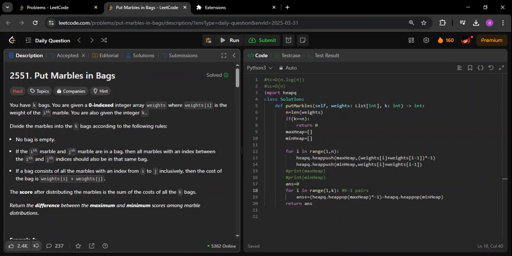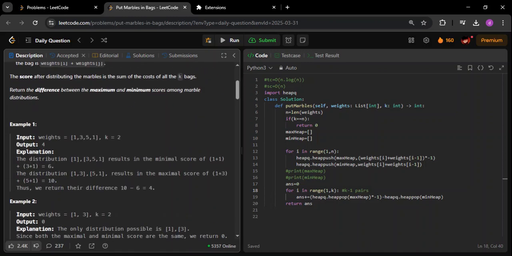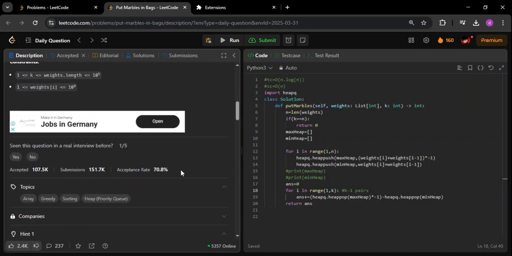And coming to today's question, it's again going to be a hard question. From the last 4 days, including today, I will say we have seen three hard questions. Though it is marked hard, if you see the acceptance rate, you will be shocked to know that it is around 70%.